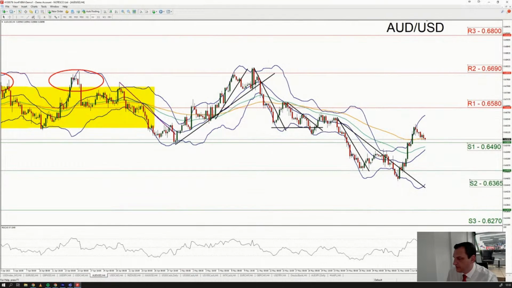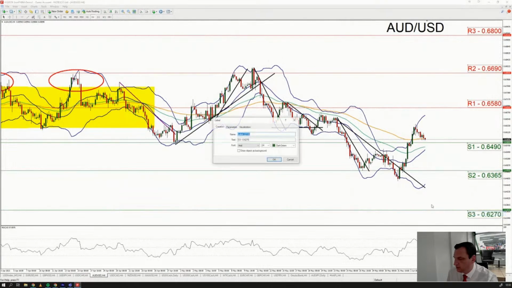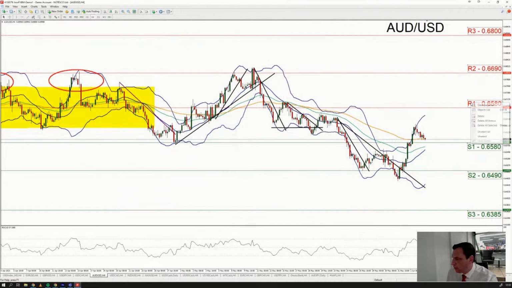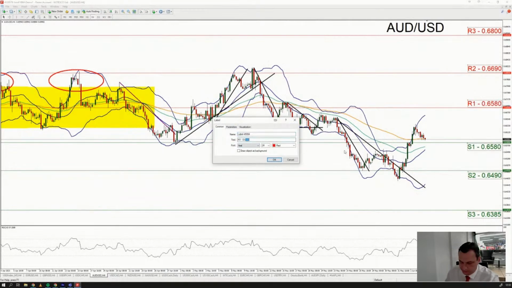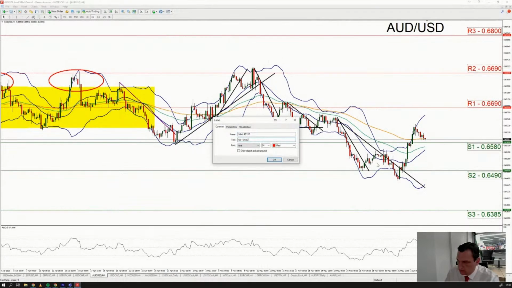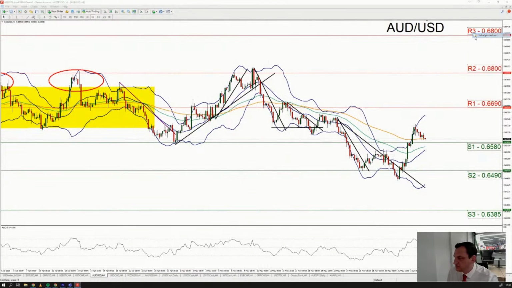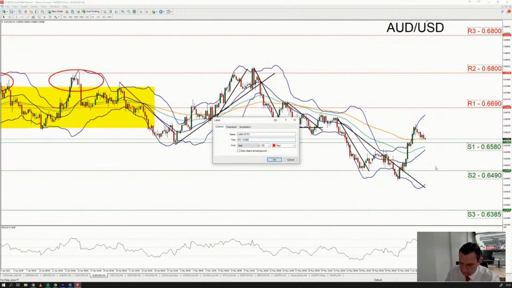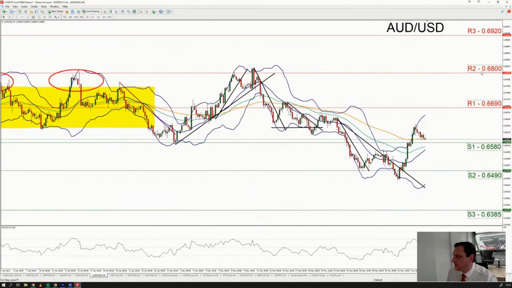So we are repositioning the labels, and let's correct the content as well, starting with the S3, which is now being placed at 0.6385, the S2 at 0.6490, the S1 at 0.6580, the R1 at 0.6690, and the R2 at 0.68, with the R3 being now at 0.6920. Blocking everything in.